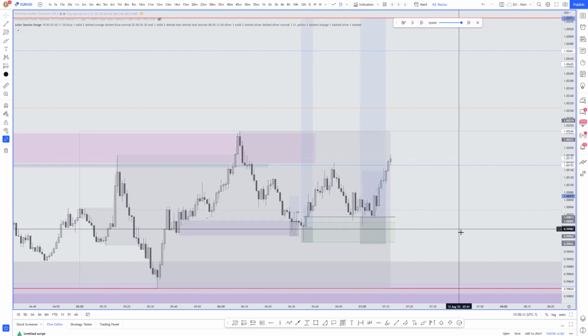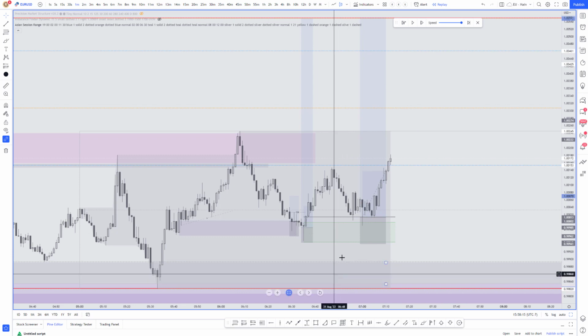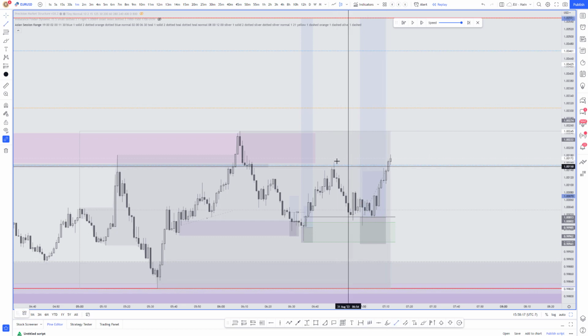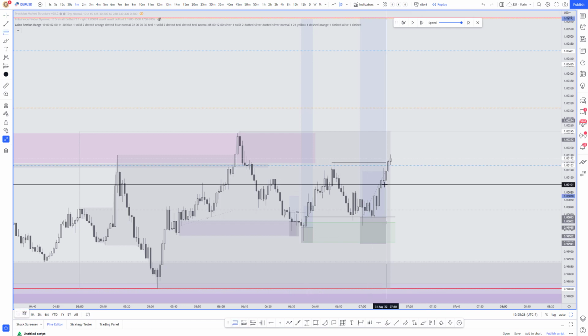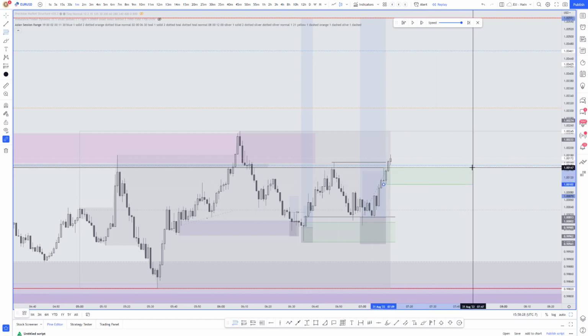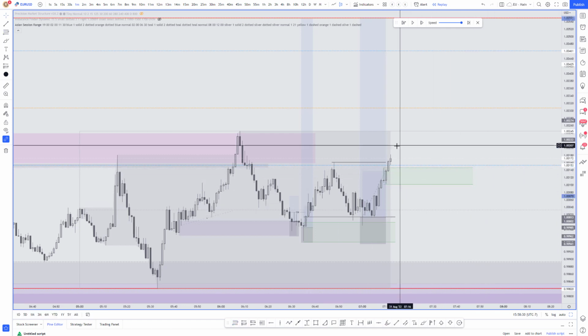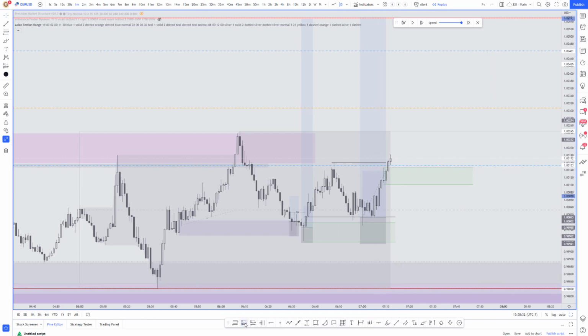So if for some reason you wanted another trade, I would again be looking at our flip zone. As long as the R's are there. Let's see.